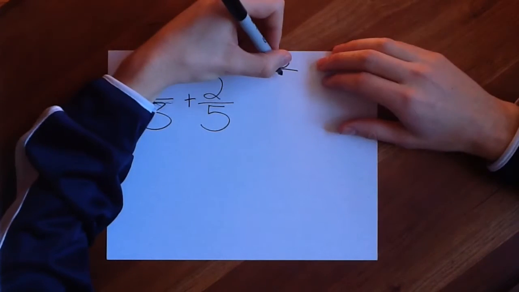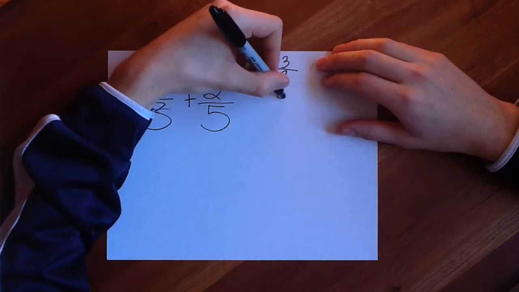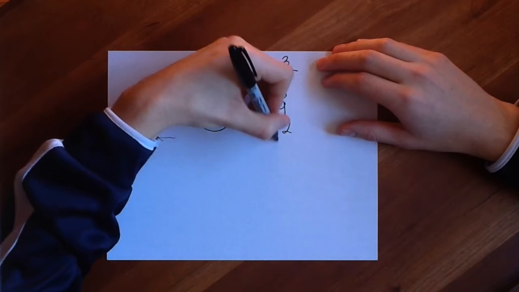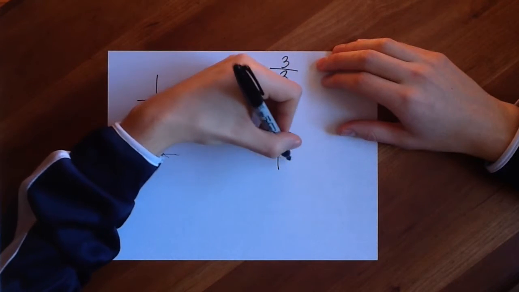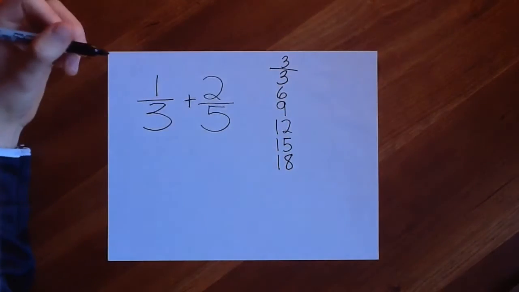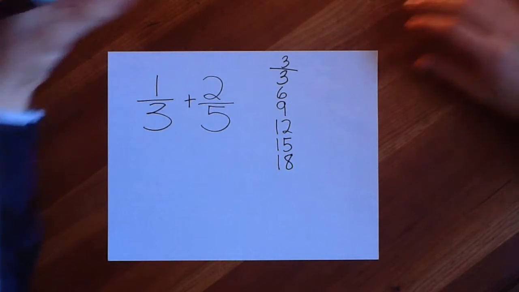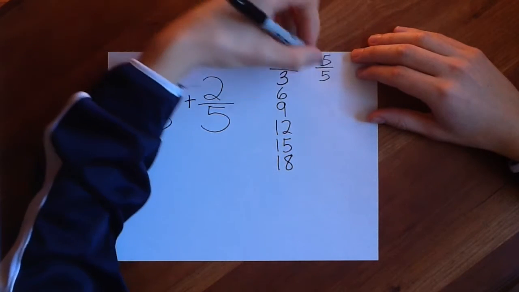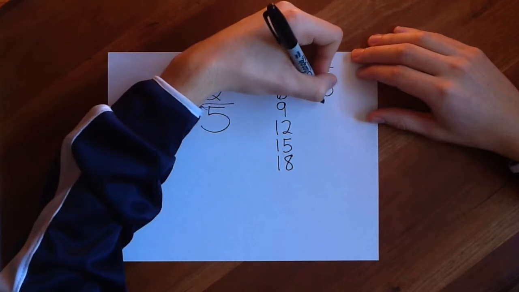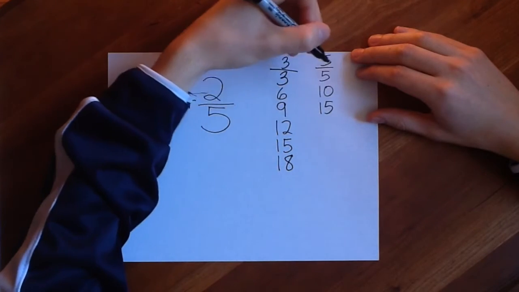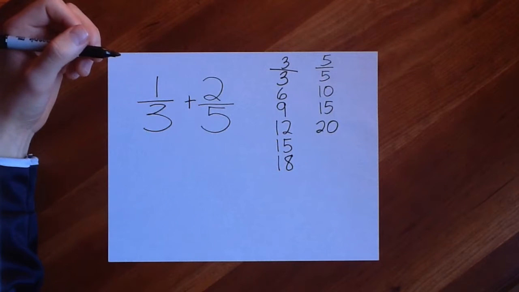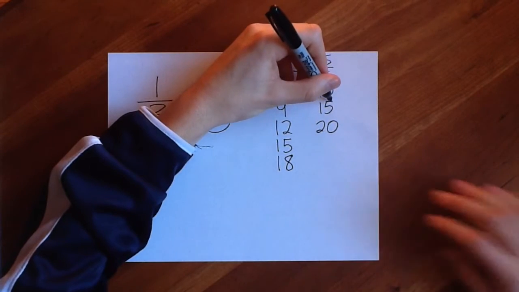We have 3, 6, 9, 12, 15, 18. We'll stop there. Our other denominator, 5, has 5, 10, 15, and 20 as multiples. Do you see a common denominator? Hopefully you notice 15 in both lists.